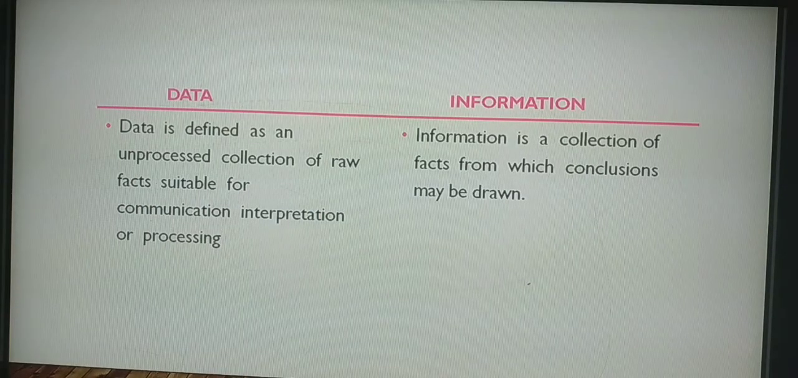Second one, distinguish between data and information. In your book, since it is a distinguish question, you have to write on the difference. I have written like this, and you also have to write like this only. It must be in a tabular column. Just the definition of data and the definition of information is given here for you. In your book itself you write it down, or otherwise mark it, and while writing in a test paper you have to write in the tabular column format only. This is your second question.